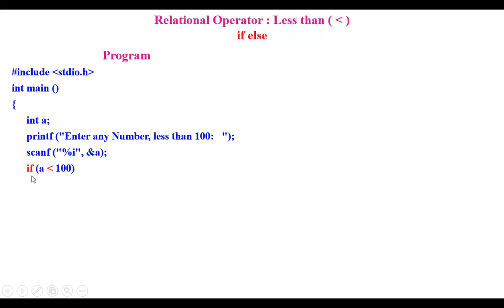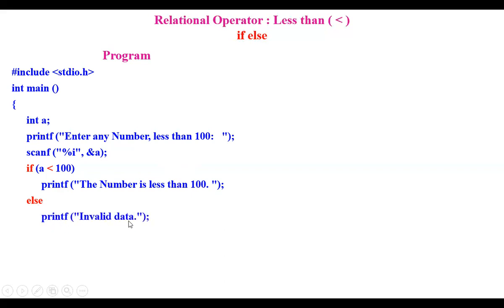Now, we are going to compare that, because I told you to enter a value less than 100. If this value of A is less than 100, then do this. What? Display the number is less than 100. That's fine. Suppose you have not entered a number less than 100 and you entered something greater, some 200 or 300. What happens? Else. If this is not happening, you do this. What? Print invalid data. You can say it's a bigger number or something else. Here I am saying it is invalid because it is not meeting my condition.